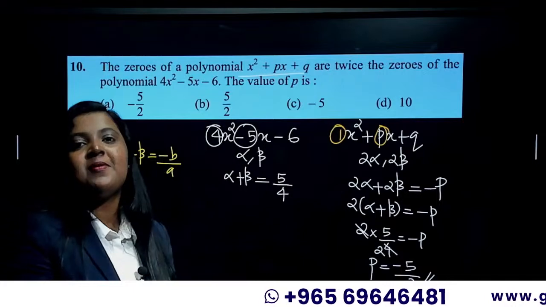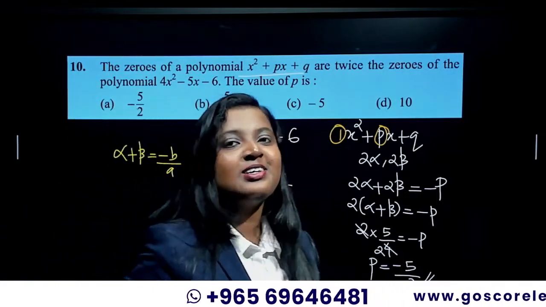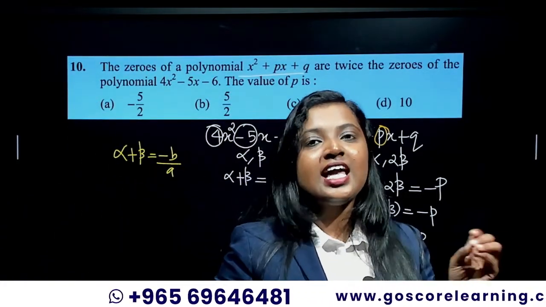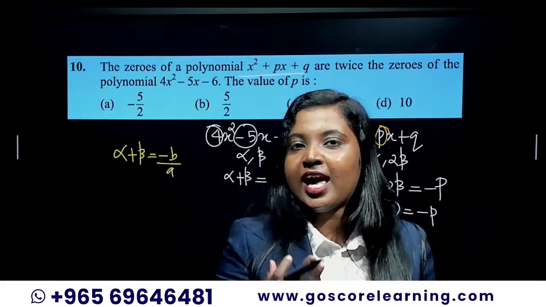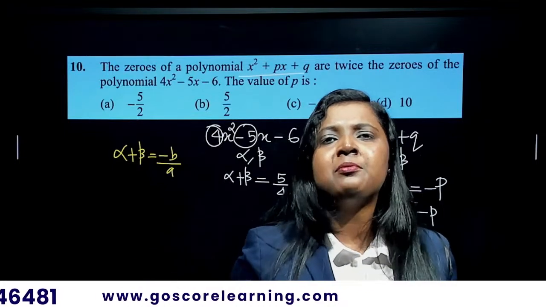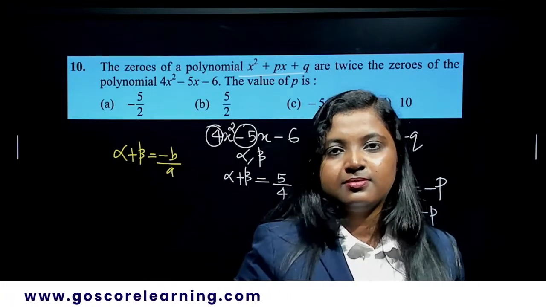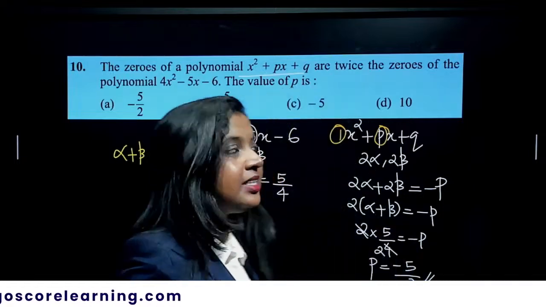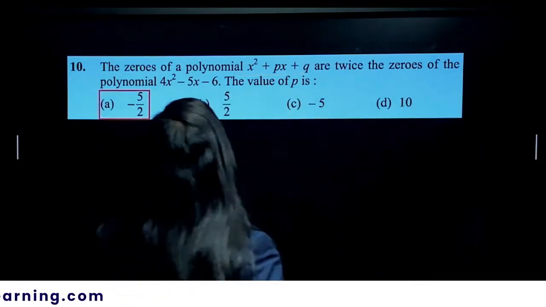CBSE knows how you will make mistakes. So the answer that you are getting, even if it is wrong, you will be confidently walking out of the exam hall thinking, I got everything correct. Happens, no? So the answer is minus 5 by 2.